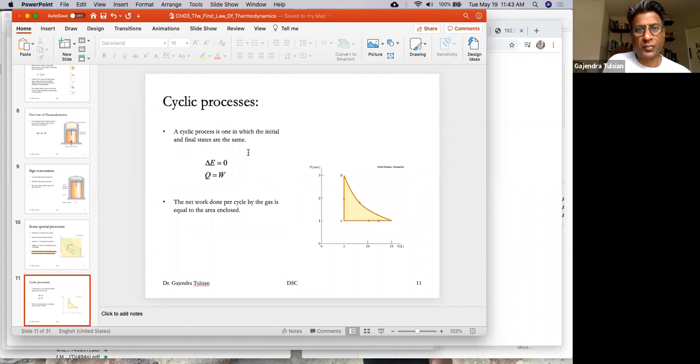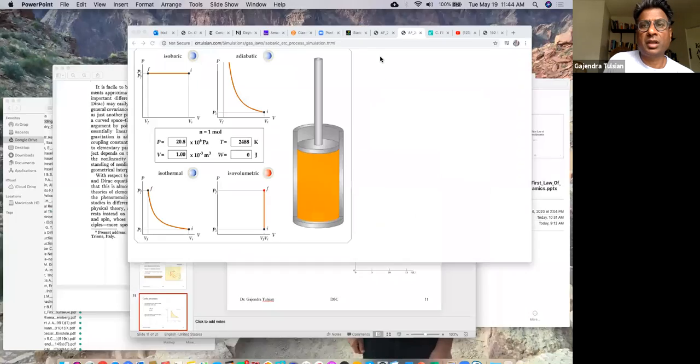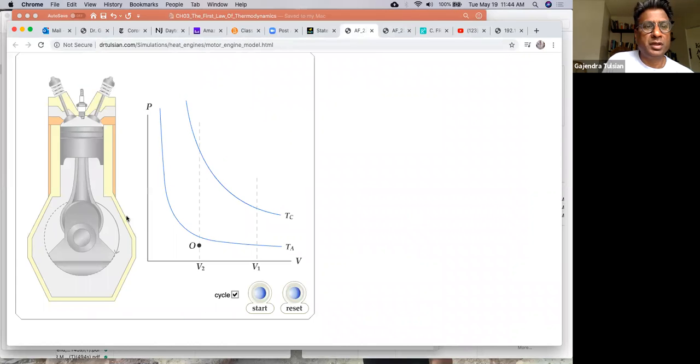Okay. Here's a cyclic process. A cyclic process is you go in a cycle and come back to your initial point. And you, of course, saw that that was important because most engines go through cyclic processes.